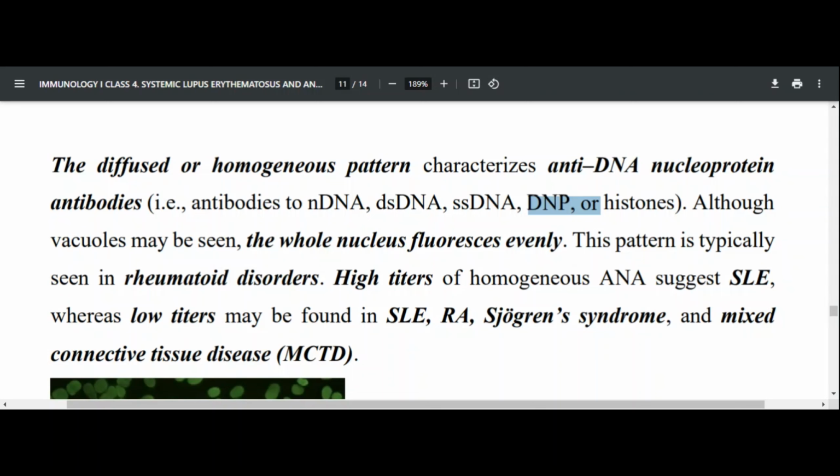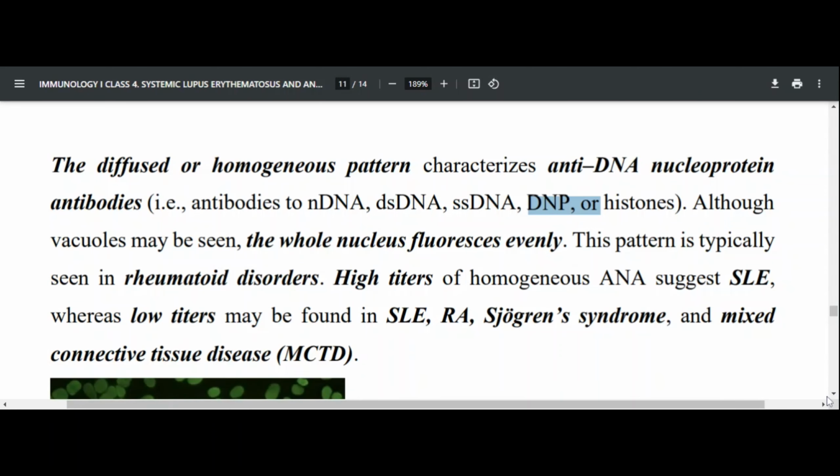So this pattern is seen in rheumatoid disorders, and a high titer of homogeneous pattern is suggestive of systemic lupus erythematosus, but low titers may be found even in some other syndromes, for example Sjogren syndrome, mixed connective tissue disease, as well as rheumatoid arthritis. But a high homogeneous reaction of antinuclear antibodies is suggestive of systemic lupus erythematosus.